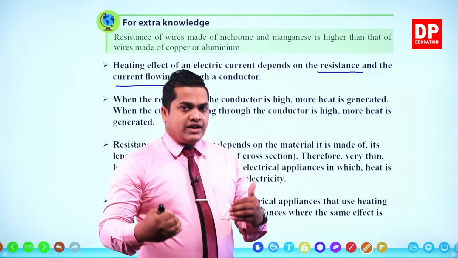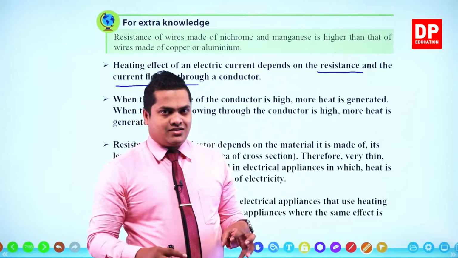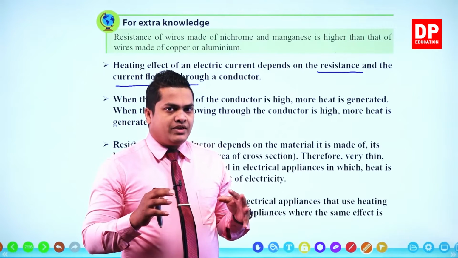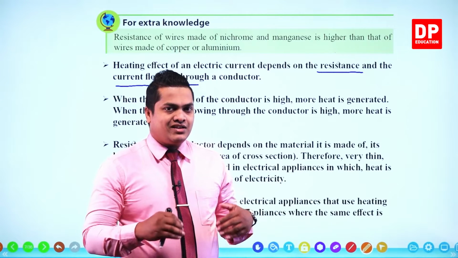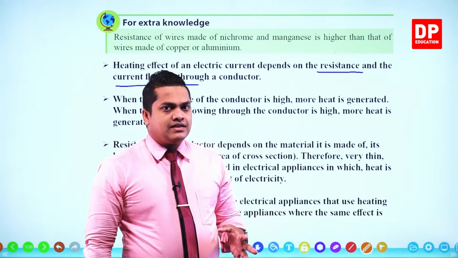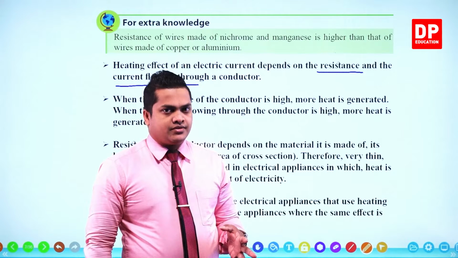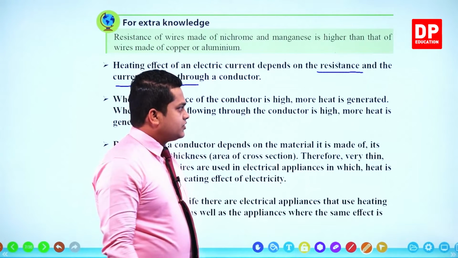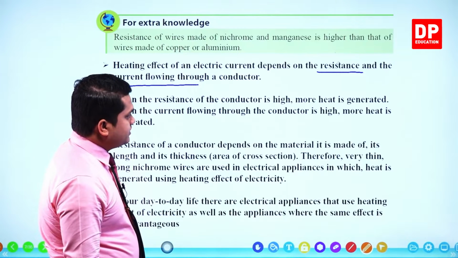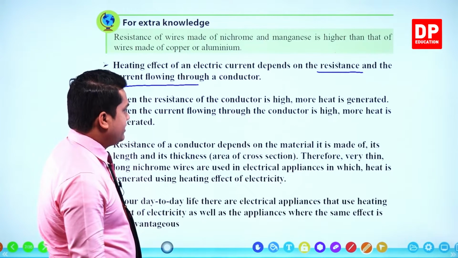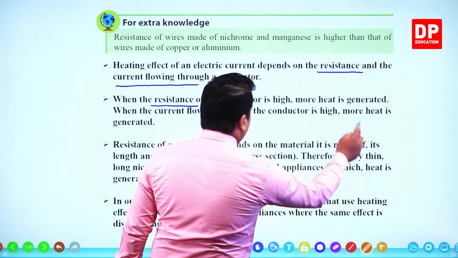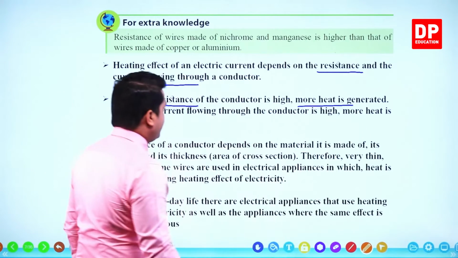If more and more electrical charges are going to flow through a conductor, that blockage is going to increase. When that blockage, or the obstacle, increases, the material gets heated quite fast. Okay, it's obvious. So next, when the resistance of the conductor is high, more heat is generated. So here we can say, when the resistance is high, when the obstacle is high, more heat is generated.